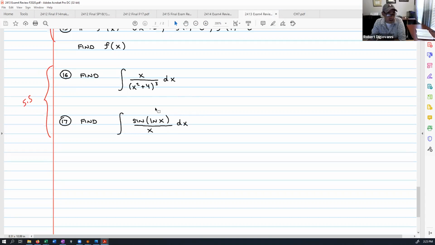These problems are basic U substitution problems. Both these problems, you should be able to look at them, see something and its derivative, and crank it out.